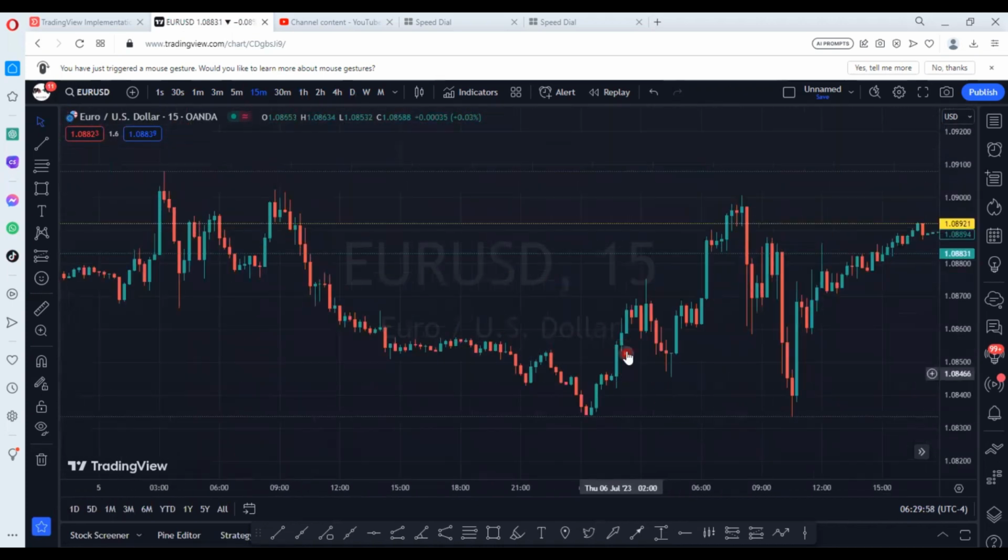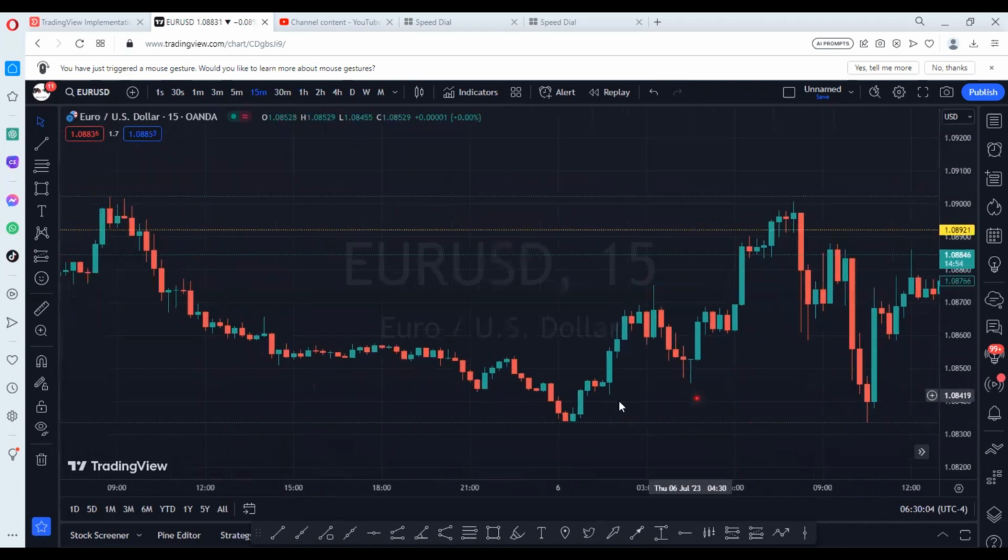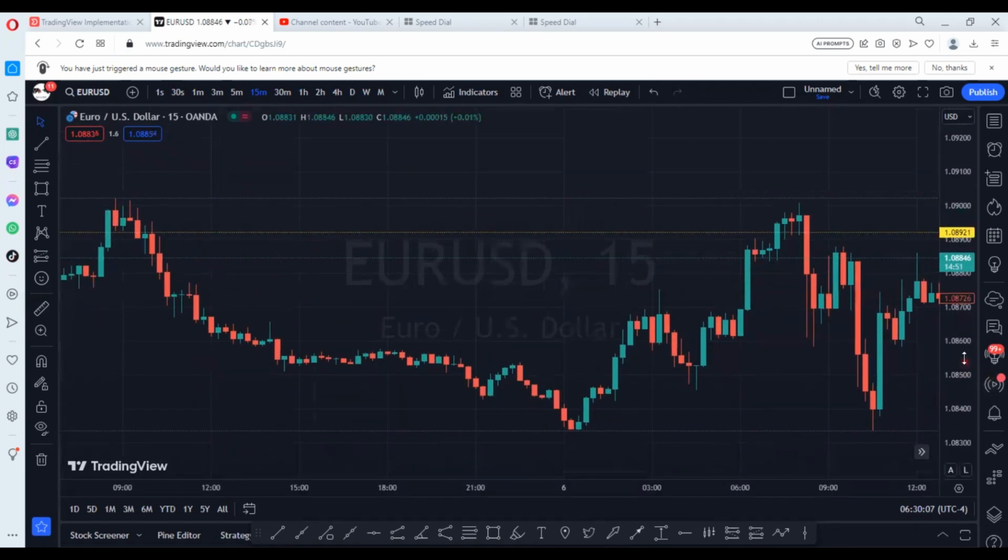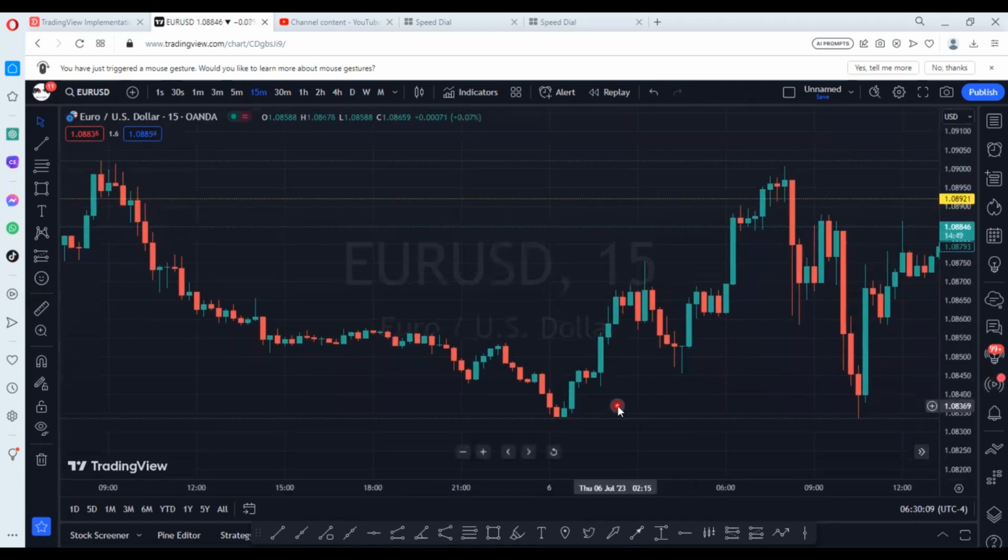Case study. Now, let's say we are coming from a downtrend. This is our case study because we are coming from a downtrend. Now, watch this. This is a downtrend. This is a high. This is a low. Now, watch this move right here. Then watch the break of structure.